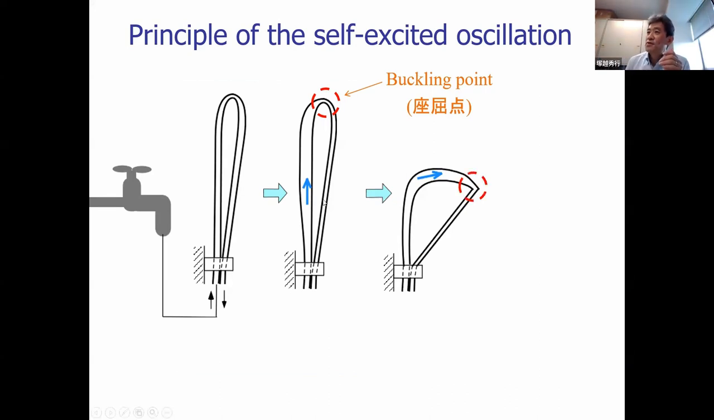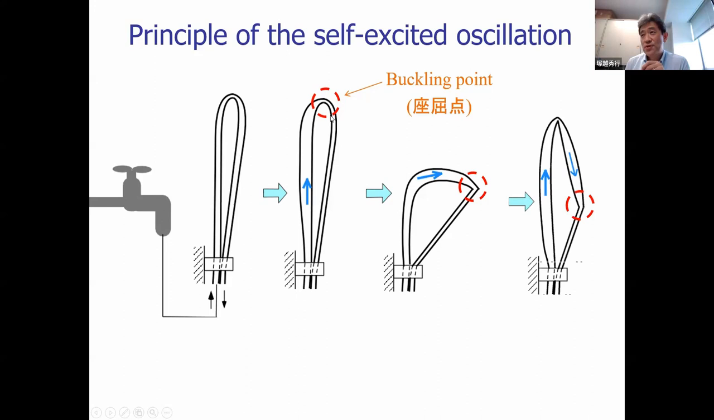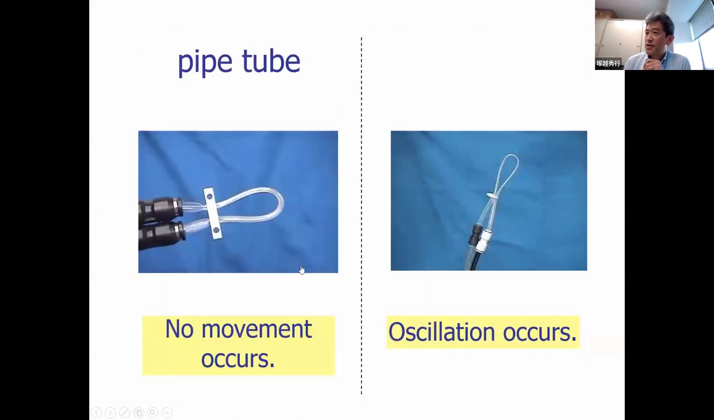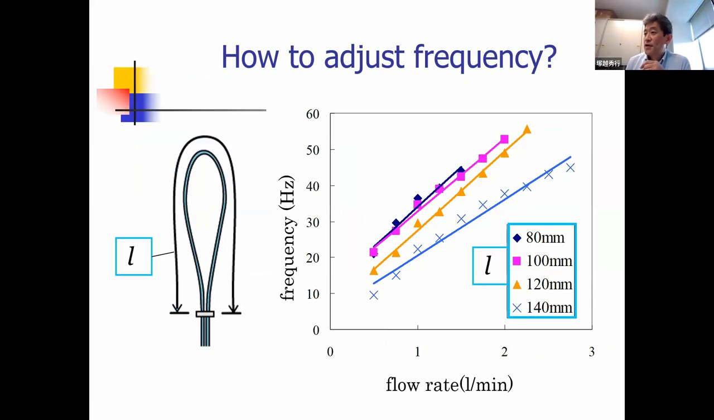So if the tube is bent and one side is pressurized, a buckling point occurs, and that point moves from the upstream to the downstream, and then it returns to the initial condition. This also happens not in a pipe, but only in flat tubes. It is peculiar to flat tubes. And it shows the frequency tendency. The horizontal axis shows the flow rate, and the vertical axis shows the frequency. If the flow rate increases, the frequency monotonically increases.